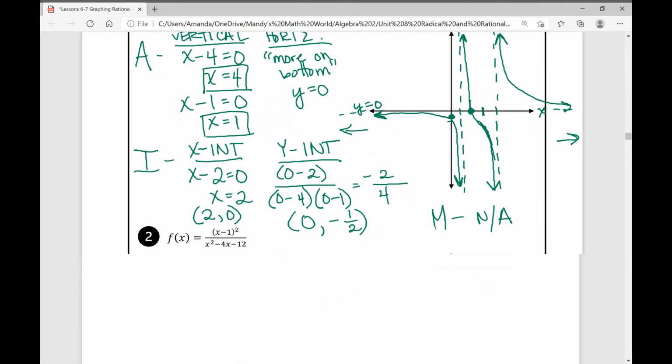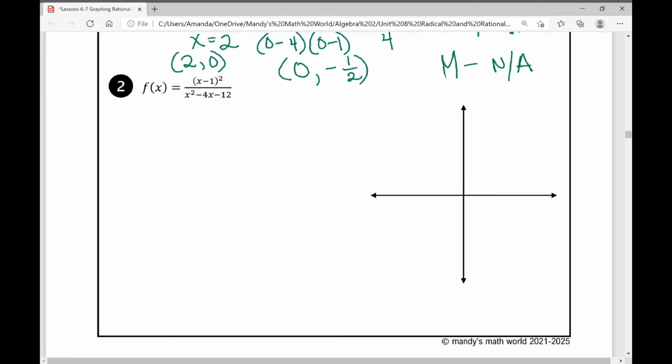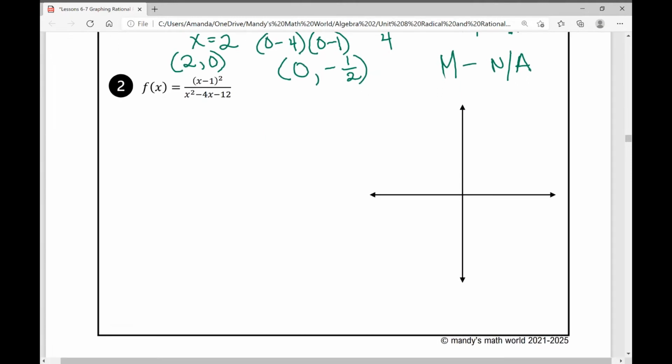So let's move on to problem number 2. In problem number 2, what do I need to do first? I need to factor that denominator. So if we factor that denominator, x minus 1 is factored. And then this is a quadratic trinomial. Two numbers that multiply to negative 12 and add to negative 4 are negative 6 and positive 2. So x minus 6 times x plus 2. Factoring is obviously a key component when graphing rational functions. So if you need to go back and review factoring, I would highly suggest doing that.